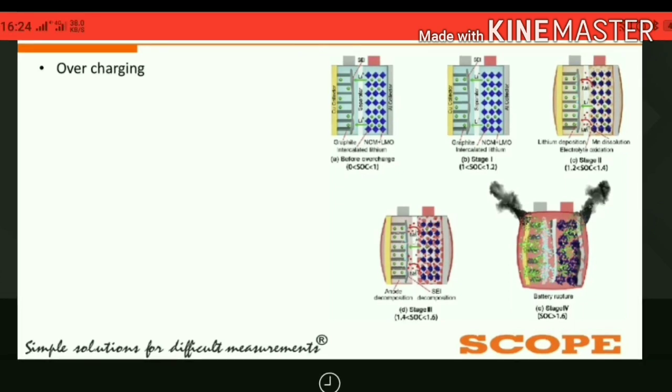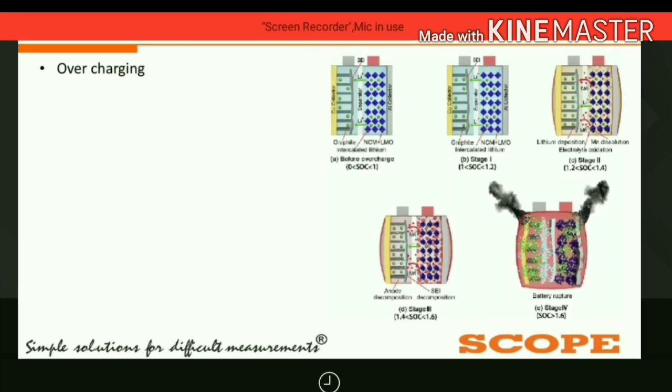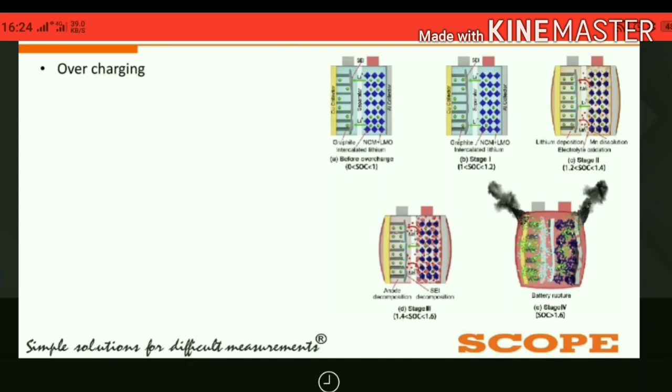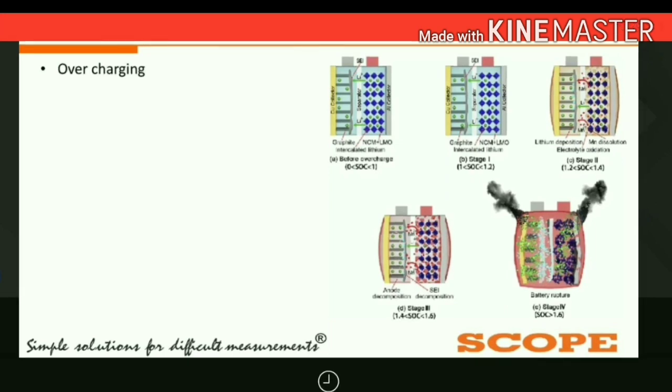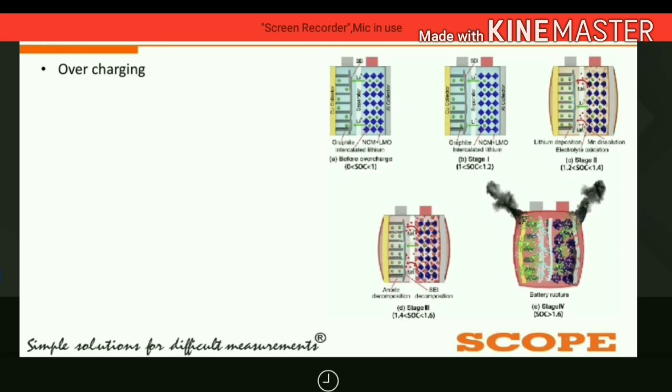Now, beyond that, if overcharging happens, the state of charge will increase further, and then some lithium deposition will start to happen, taking the example of a lithium-ion battery. Beyond that, when the SOC goes into the range of 1.4 to 1.6, the anode and cathode decomposition will start to happen. And beyond that, a blast or electrical failure of the battery will happen. So this is the condition of overcharging.